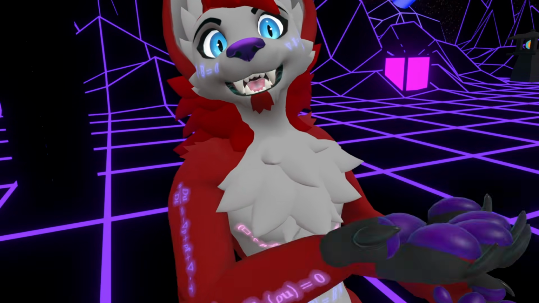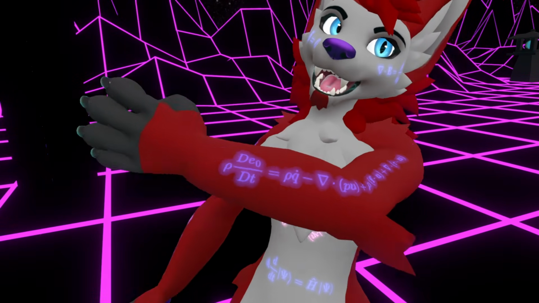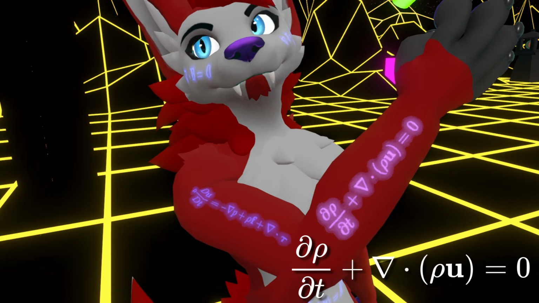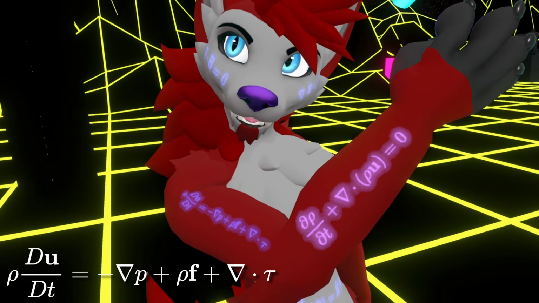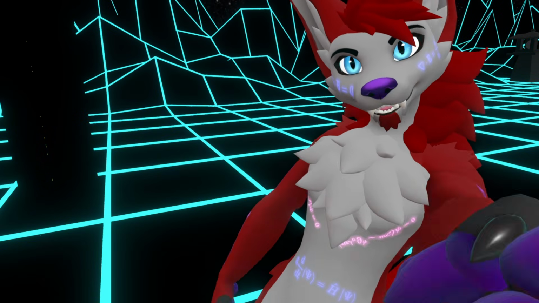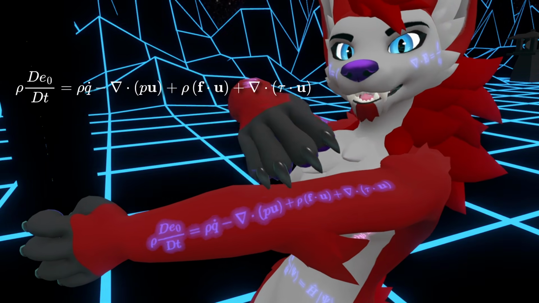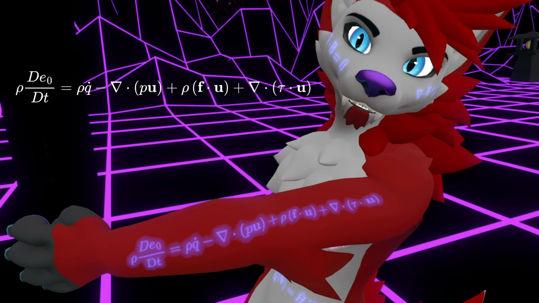Going down the list, you have the Navier-Stokes equations on my arms. On this arm, you have mass conservation for a fluid and momentum conservation for a fluid. And on this arm, this whole big thing is energy conservation for a fluid.